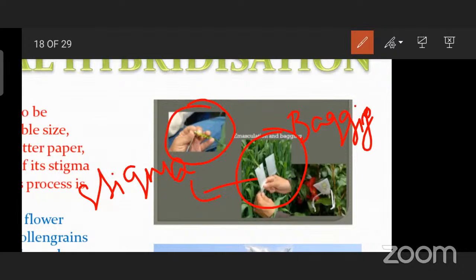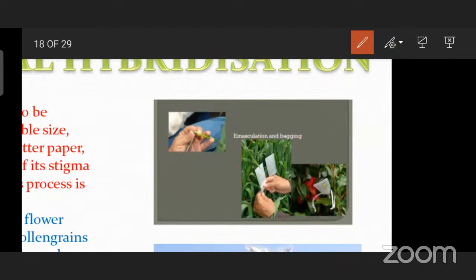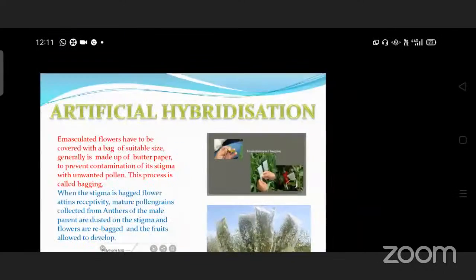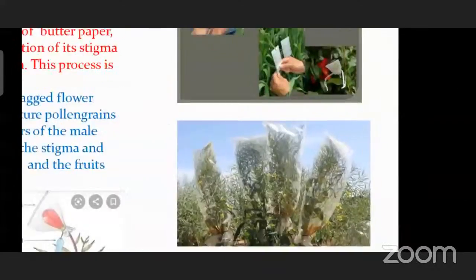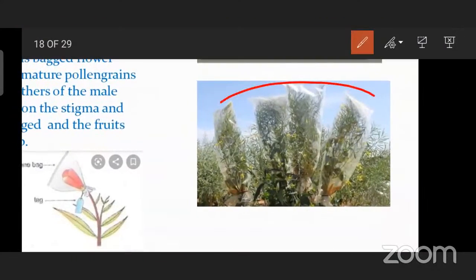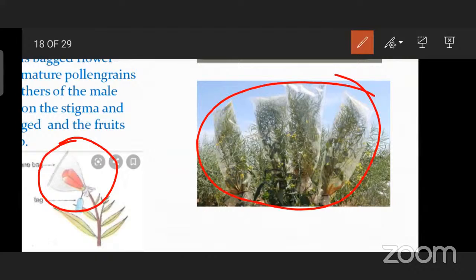When the stigma of the bagged flowers attains receptivity, mature pollen grains are collected from the anthers of the male parent and dusted on the stigma, and the flowers are rebagged. The fruits are allowed to develop. See here, bagging techniques. This is artificial hybridization, emasculation and bagging technique, and rebagging.